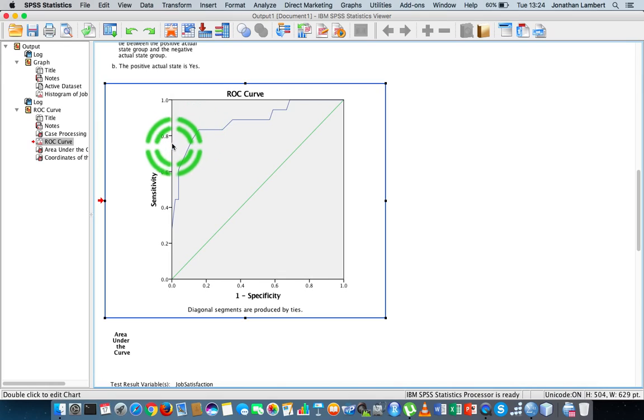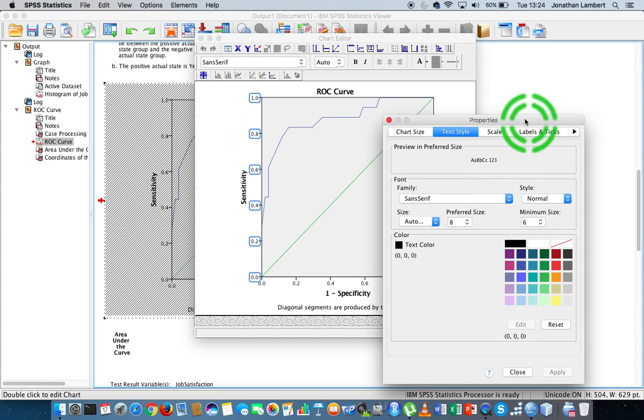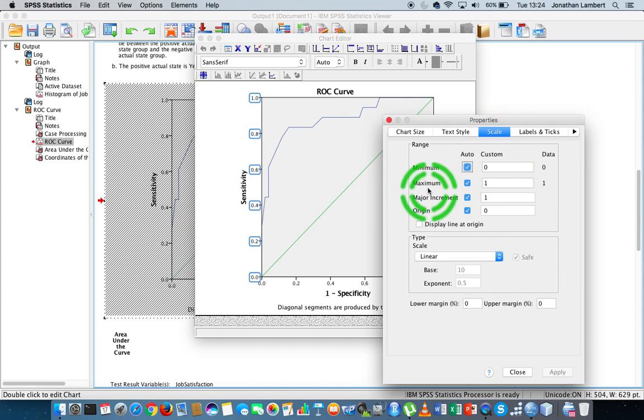And you can actually see. Actually, let me just double click on this scale and make it a little bit more accurate in relation to its values. Let's go to scale. And instead of our major increment being 1, let's make our major increment 0.2. Let's apply that to the scale.